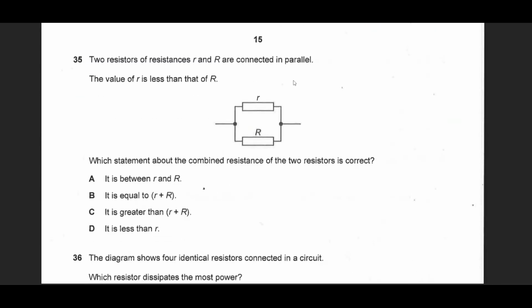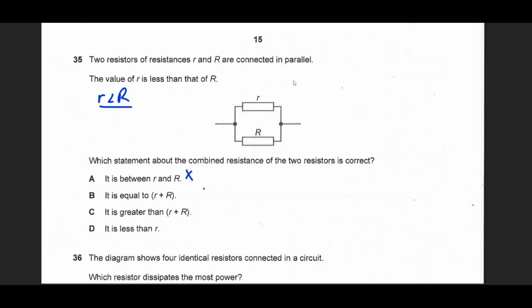Question number 35. This is again a shortcut question. He said that two resistors r and R are connected in parallel. The value of r is less than R. So r is less than capital R, which means it's possible that this is 5 ohms and this is, let's say, 100 ohms or 10 ohms or even say 6 ohms, it does not matter, but it's less than that. Okay, he says, what's going to be the combination? What's going to be the answer for this? Which statement about the system is correct? It is between r and R?